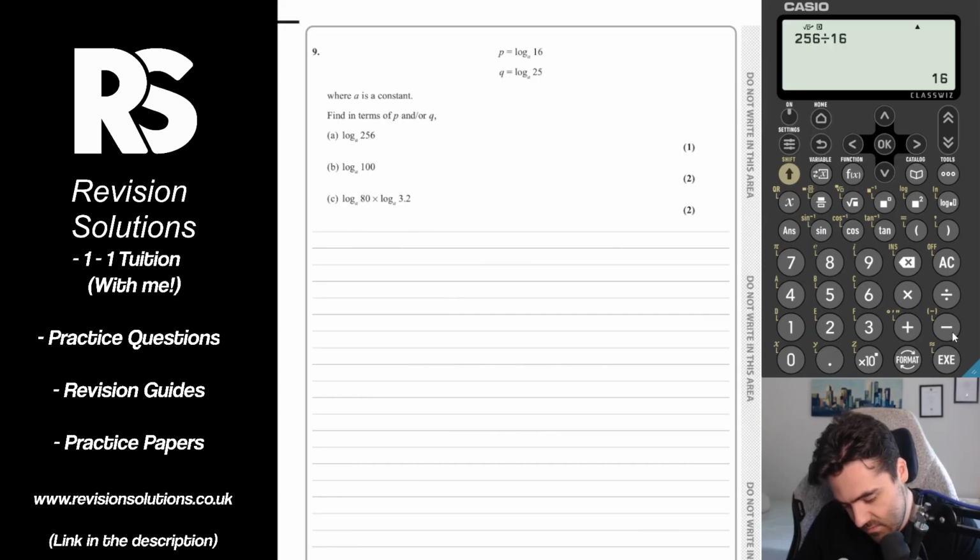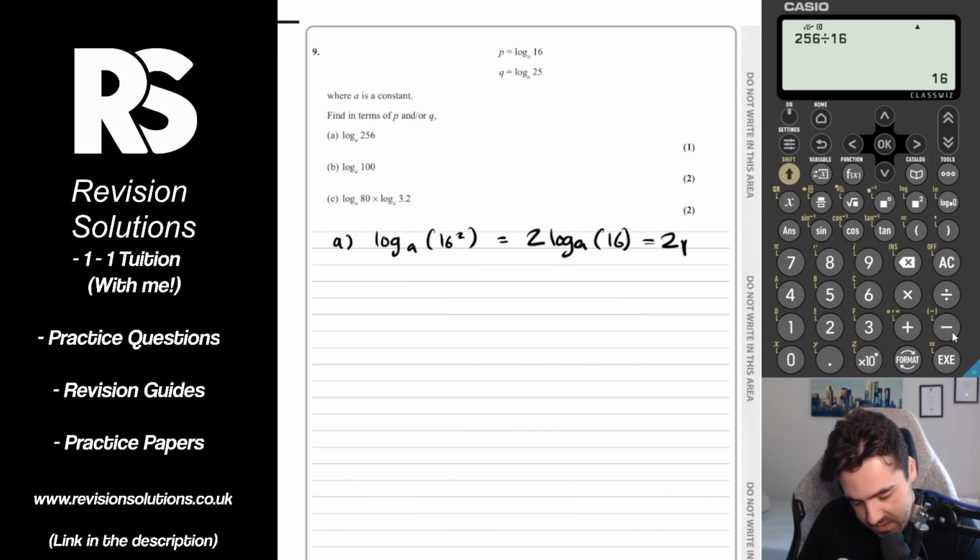So for part A, that's log base A of 16 squared. And then using our log rules, we can bring down that power. So that's 2 lots of log base A of 16, which was just then 2 lots of P.